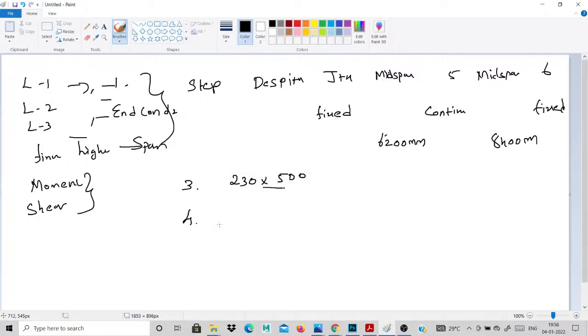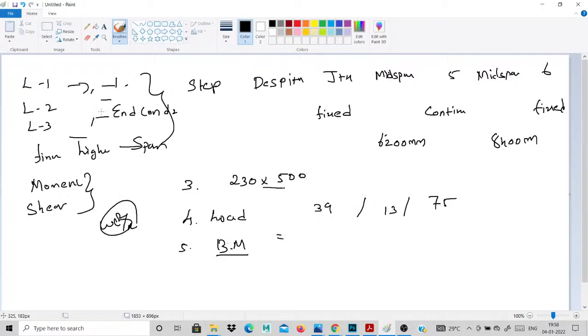Then fourth step. The fourth step is the load. What are the loads acting on your beam? Our point load is 75. The next step, step 5, is the bending moment. The bending moment for simply supported is WL square by 12.